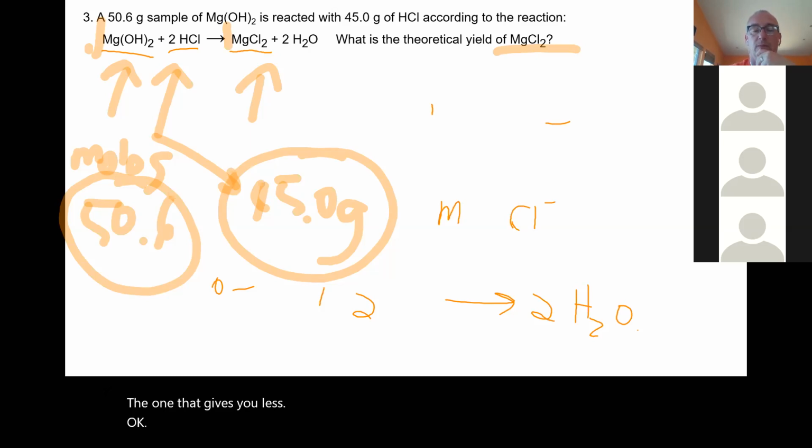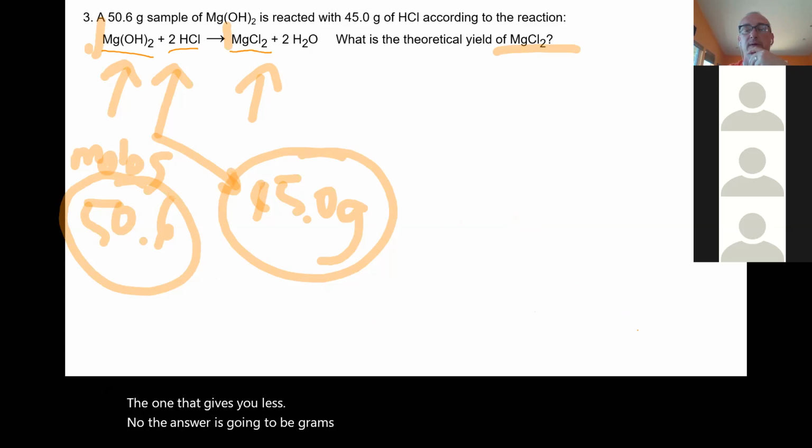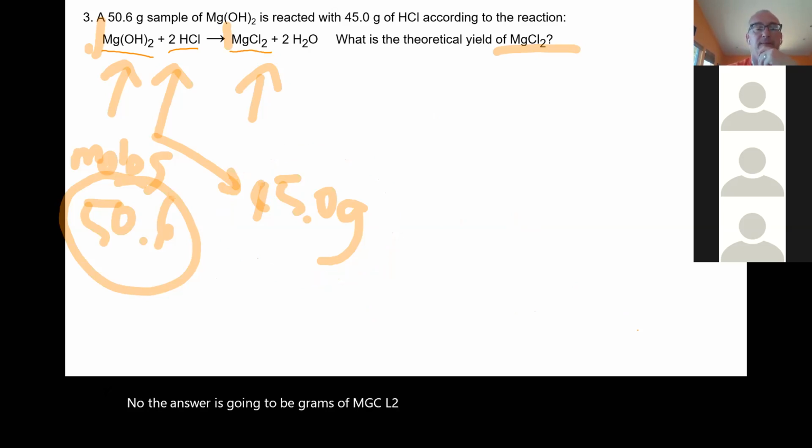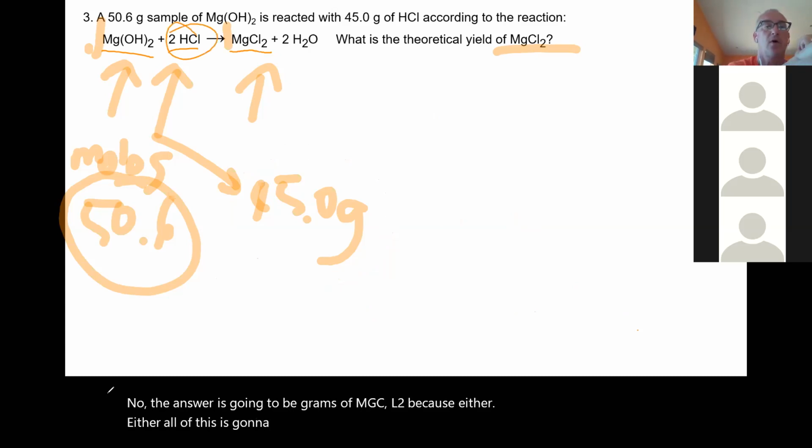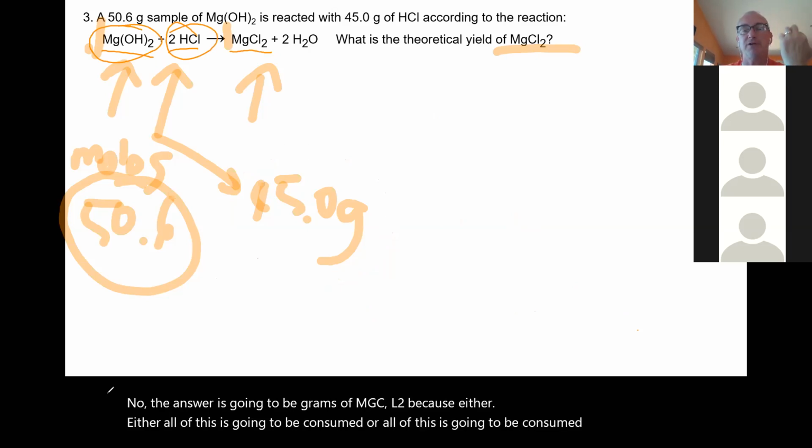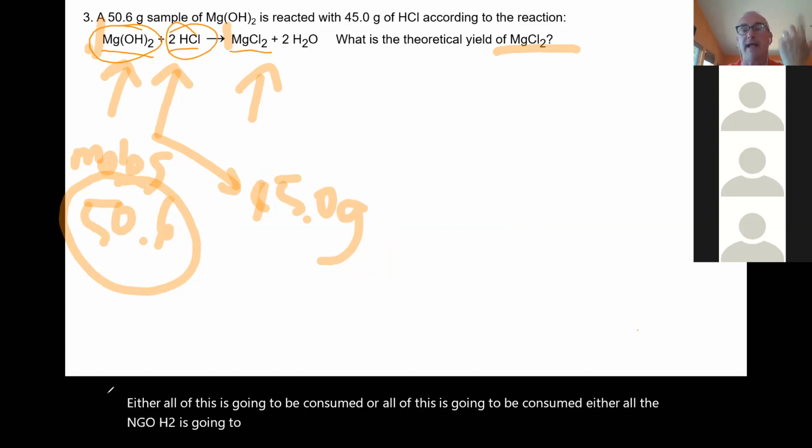So the answer is going to be grams of MgCl2, because either all of the Mg(OH)2 is going to be consumed or all of the HCl is going to be consumed. You don't know which one.